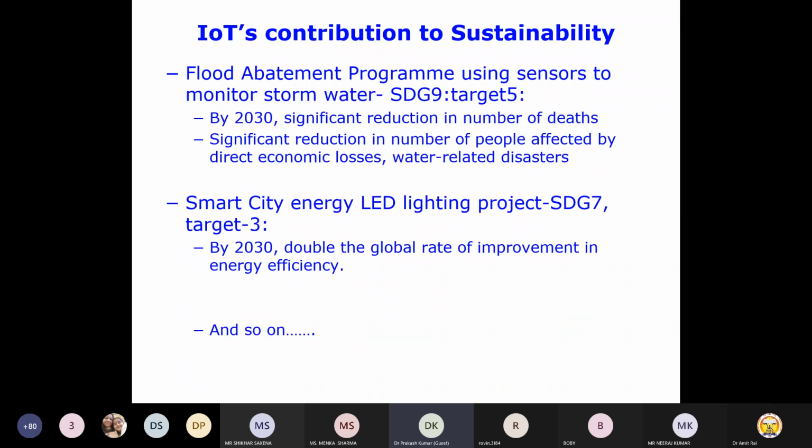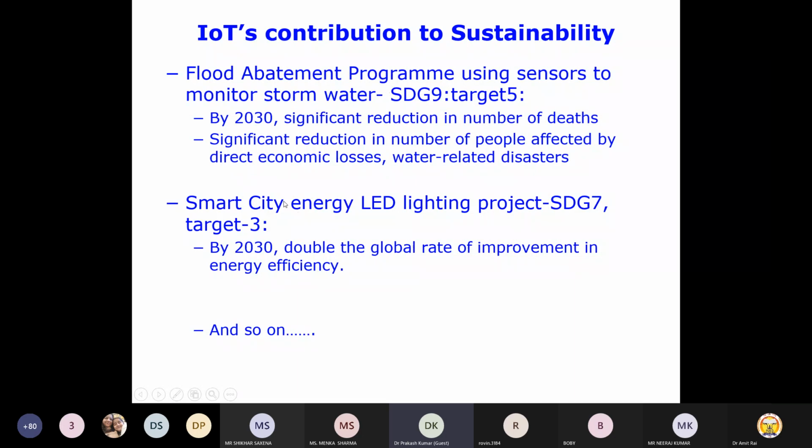So of course, one of the examples I am showing you, flood abatement programs are being picked up by the United Nations, which are going to meet target 5 of SDG 9. By 2030, a significant reduction in the number of deaths will be there. लोगों के मरने की संख्या कम हो जाएगी by flood abatement programs, because most of the world population is getting affected by floods. So certain things will be R&D in this direction. I mean, the number of deaths will get reduced by 2030. Significant reduction in the number of people affected by direct economic losses, water related disasters. So for that, projects are picked up.